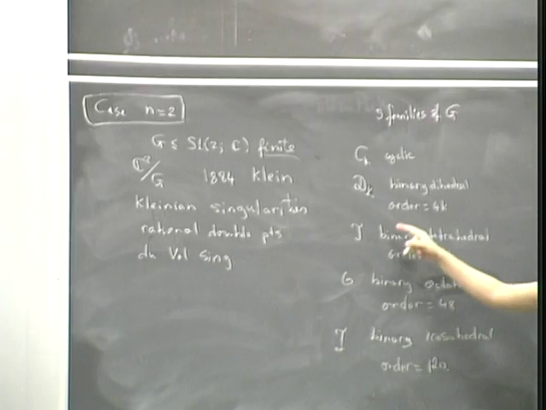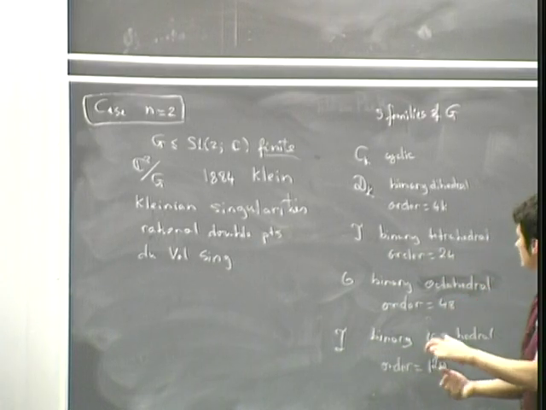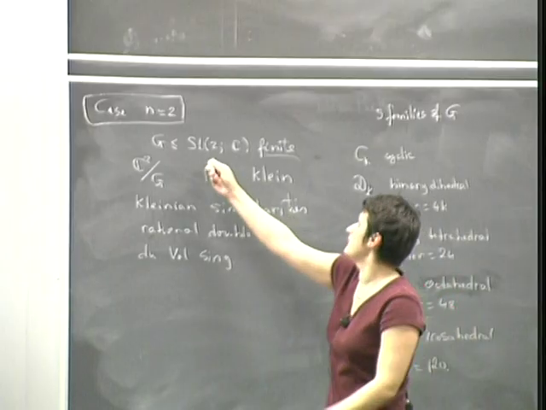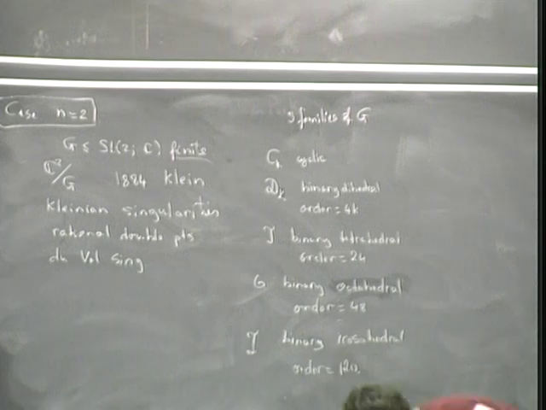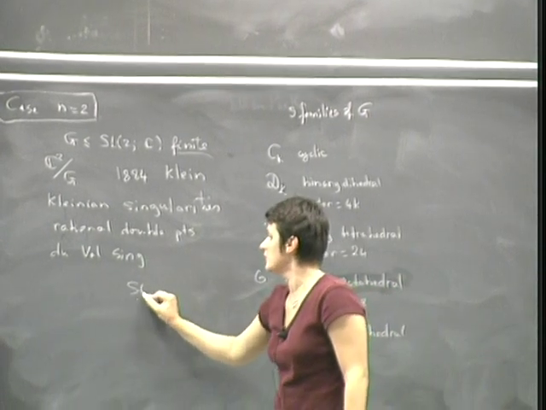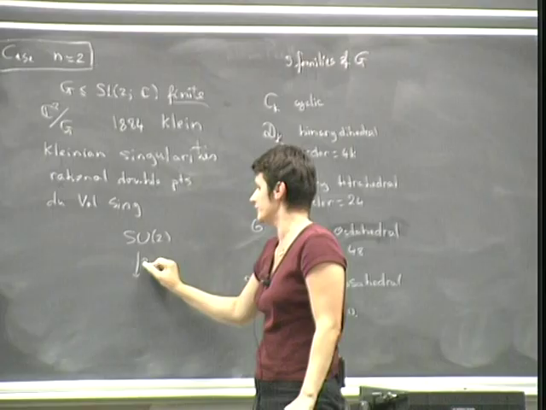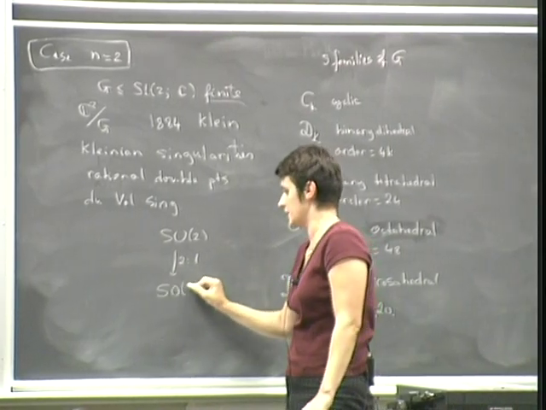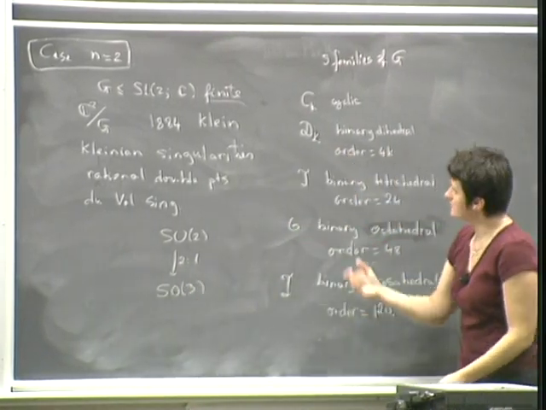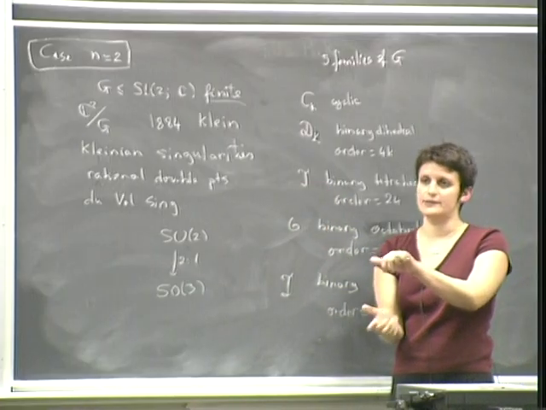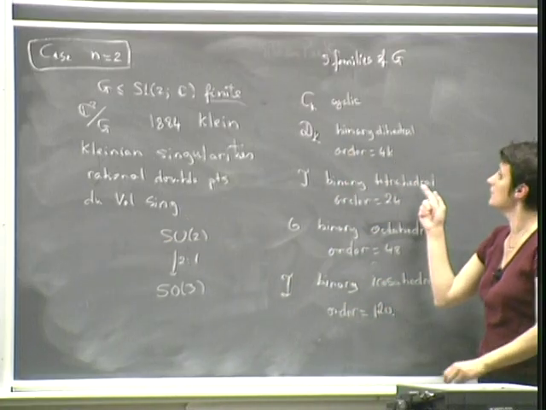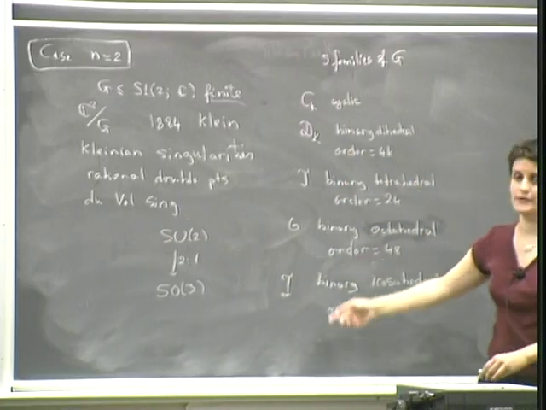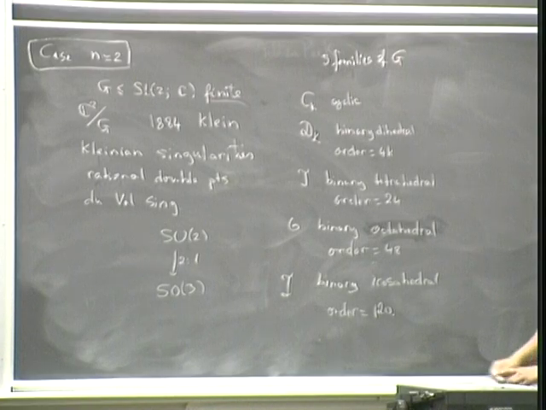So how do you think of these three exceptional groups? We look at finite subgroups of SL2C, and because they sit in SL2C up to a conjugation, we can think of them as being in SU2. And SU2 is a double cover of SO3. So in SO3, you can look at the tetrahedron and take the symmetries of the tetrahedron and lift them up to SU2. And that's the binary tetrahedral group. And then you do the same thing for the octahedron or the icosahedron, and you get the finite subgroups.